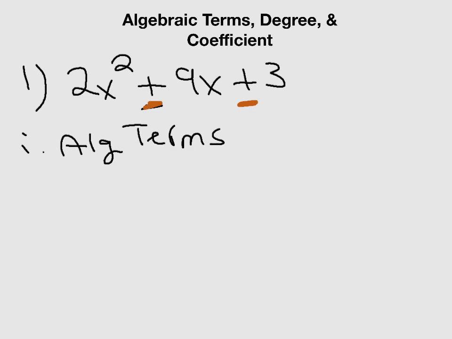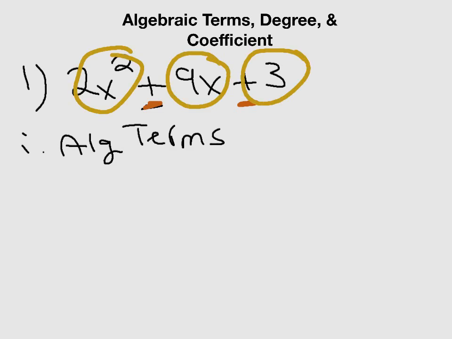One term here, one term here, another term here, and finally another term here. Therefore, there are three terms in this question. Three terms.